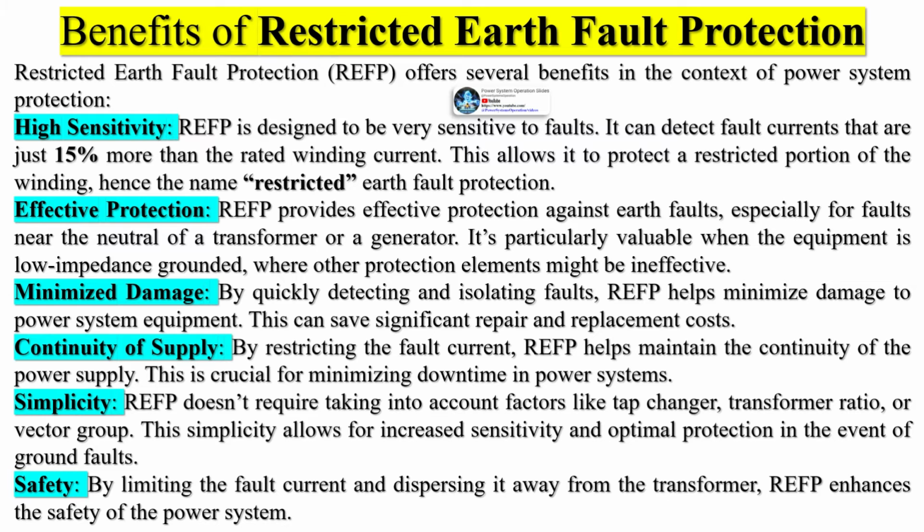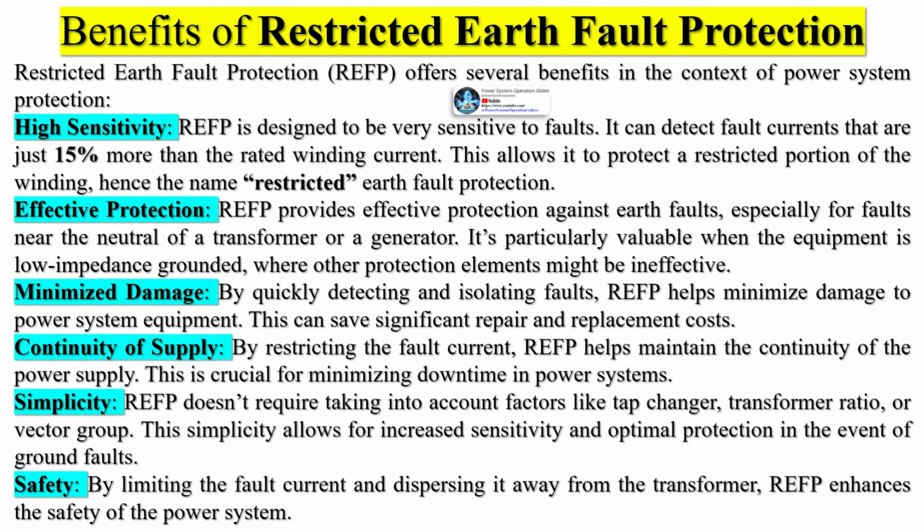Effective protection: REFP provides effective protection against earth faults, especially for faults near the neutral of a transformer or a generator. It's particularly valuable when the equipment is low impedance grounded, where other protection elements might be ineffective. Minimize damage: by quickly detecting and isolating faults, REFP helps minimize damage to power system equipment. This can save significant repair and replacement costs.